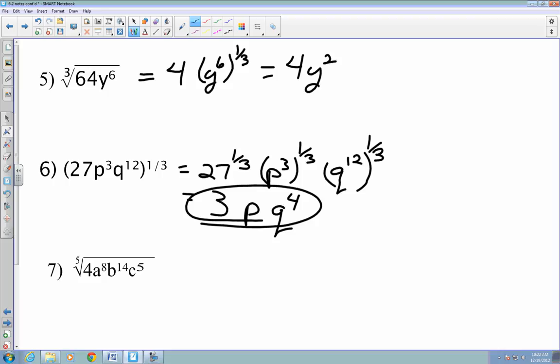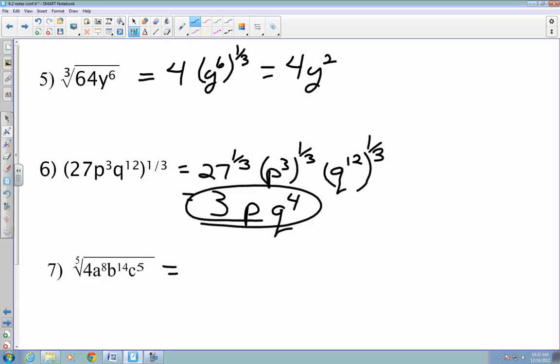Okay, this last one. Now there's a couple of ways to attack this one. First thing you need to check: does 4 have an even 5th root? It's 2 squared, a way to get an exponent of 5, so you know that's going to have to stay underneath of the root here.